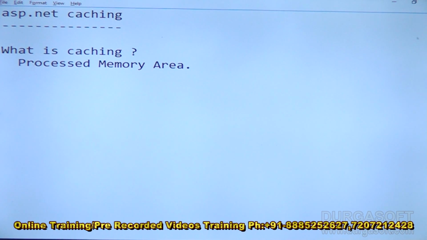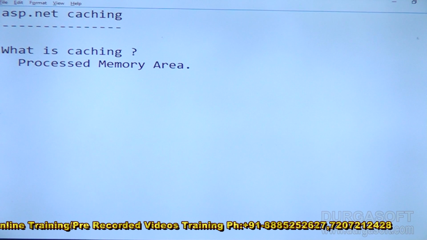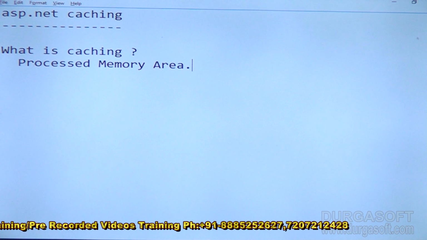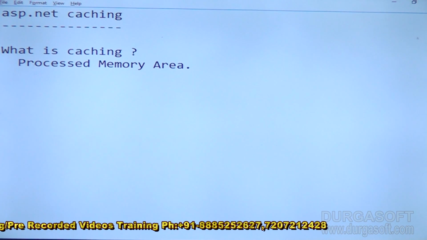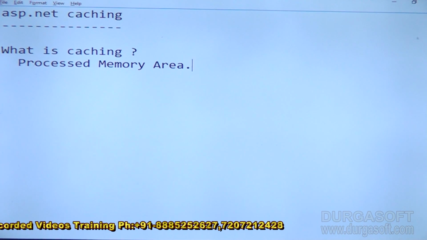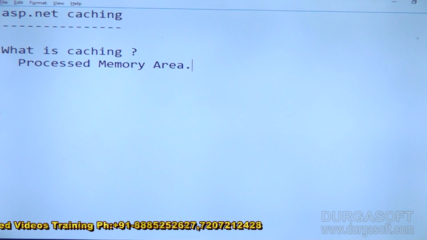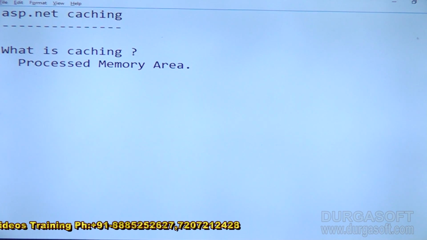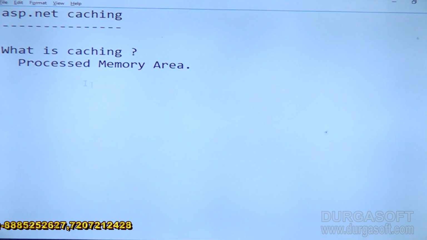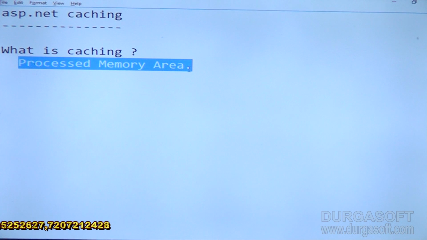Most of the people think that in the caching topic we are learning how caching works. Not like that actually. Why we learn caching methods in ASP.NET is because we need to properly use caching. For that reason we learn caching, not how to do caching actually. Are you clear with my sentence or not? Right. So what is caching? My answer is processed memory area.